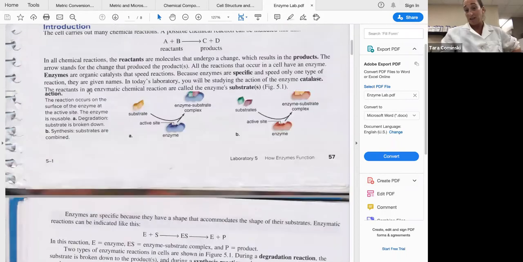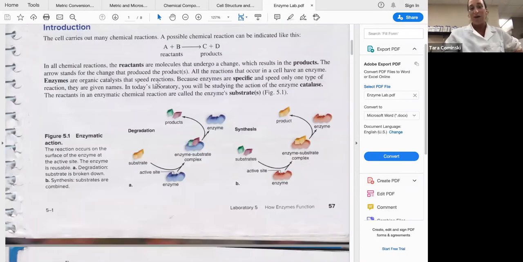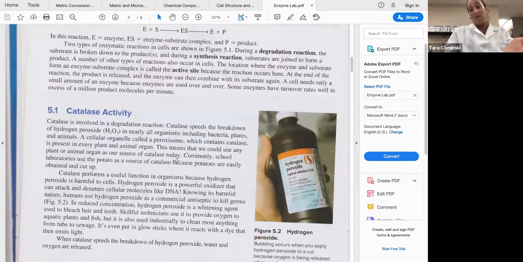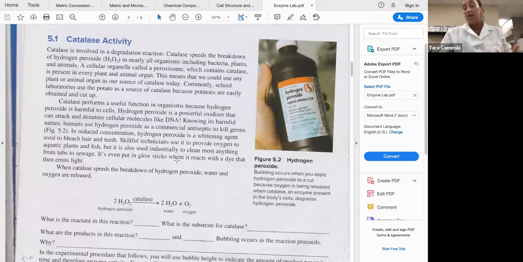But like I said, I think this is a little more helpful. So figure 5.1 is here, right? These are just showing you degradation and synthesis reactions. You've seen this figure before. The reaction we're going to be focusing on is a reaction involving catalase, okay? And it is a degradation reaction, okay?